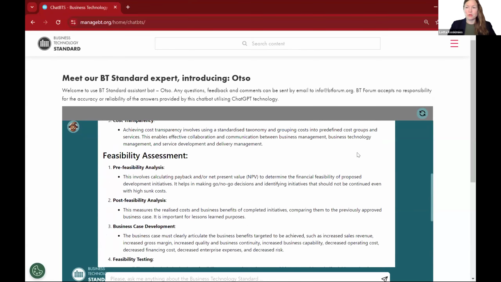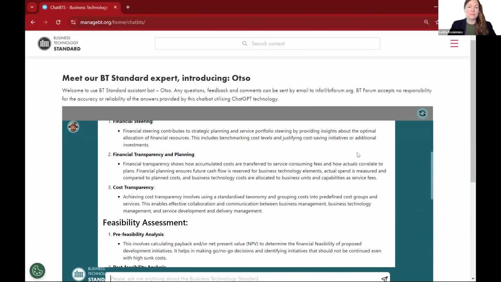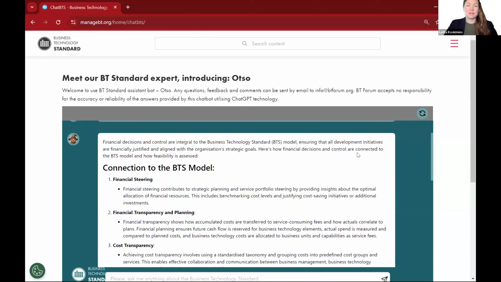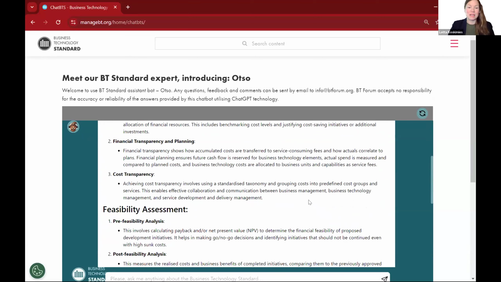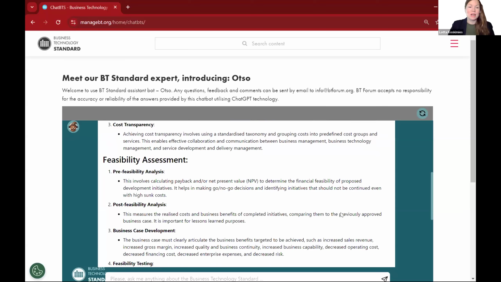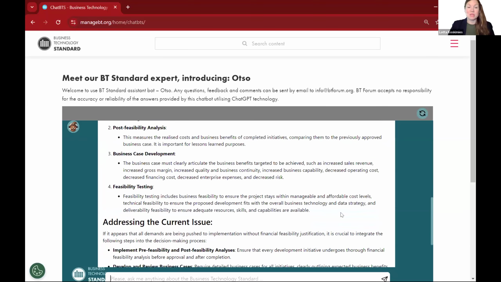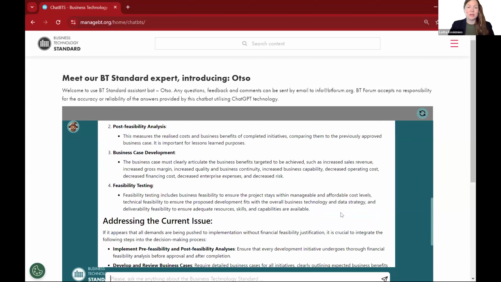So he would focus, like Elena, you mentioned, on the fact that the financial control is tightly linked to the demand planning and demand management. And then he presents concrete themes where this manifests. So in the financial steering and financial transparency and planning, as well as cost transparency, and then feasibility analysis and business case development, for example.